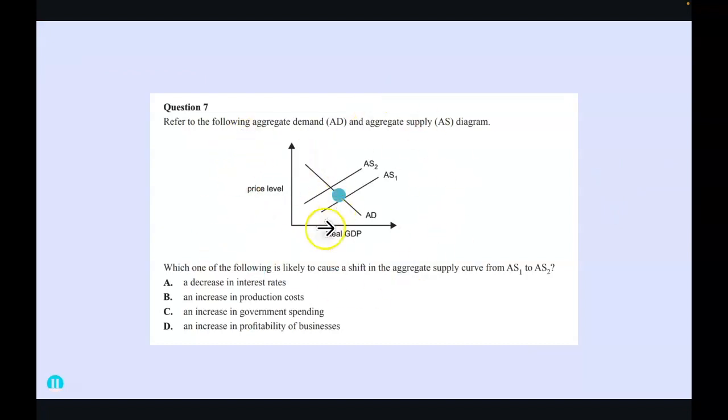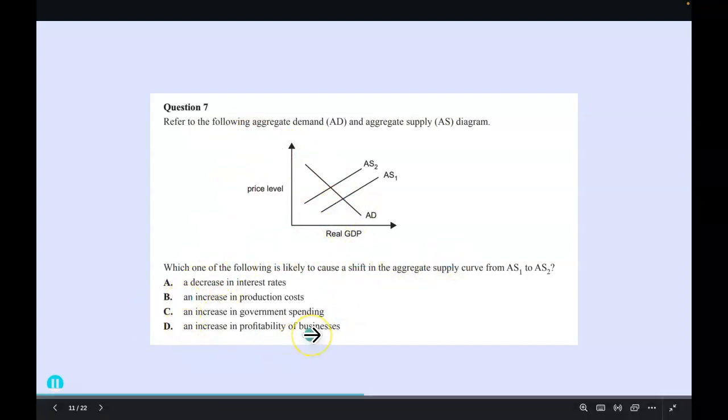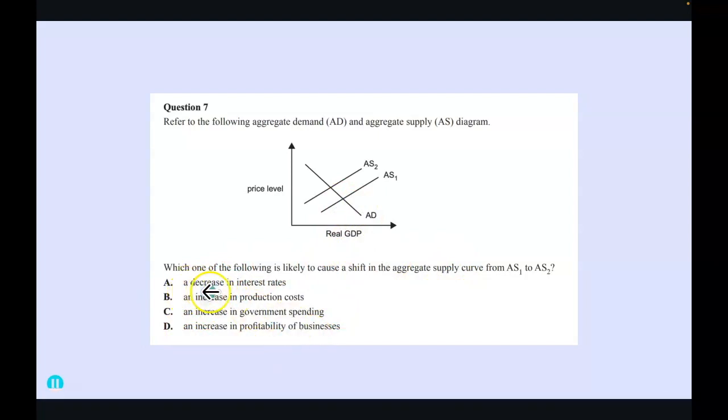This is a past exam question. Which one of the following is likely to cause the shift in the aggregate supply? So we're looking for the outcome that decreases AS because the curve in the diagram is shifting to the left. So a decrease in interest rates. Well, we know that interest rates are an AD factor, so let's just get rid of that one. There's an increase in production costs. Now, that to me sounds like an increase in the cost of production. So I'm going to lock in B, but I'm just going to check C and D as well.